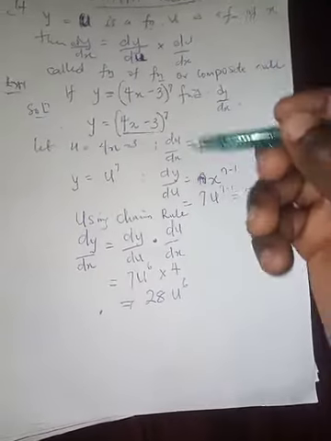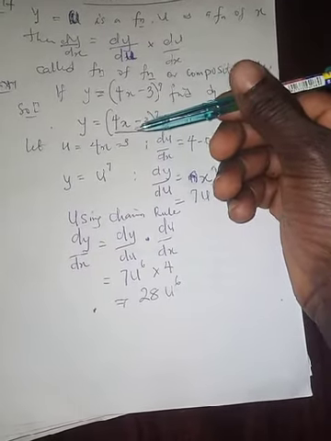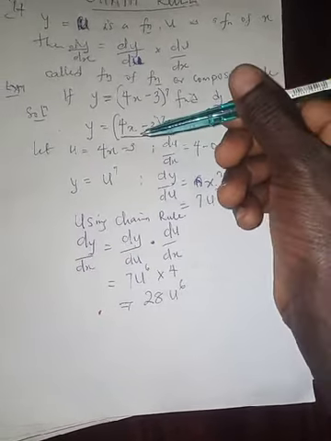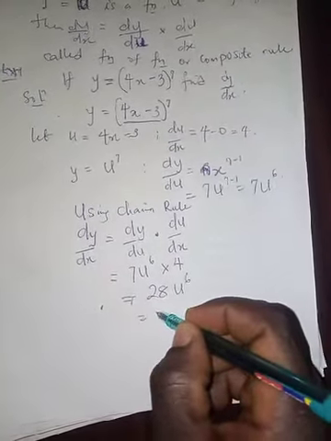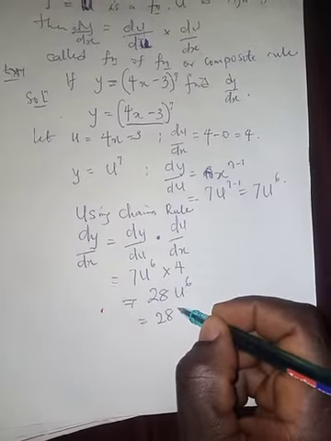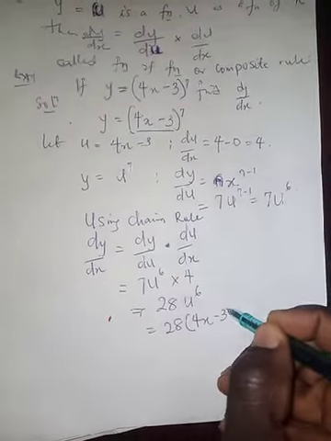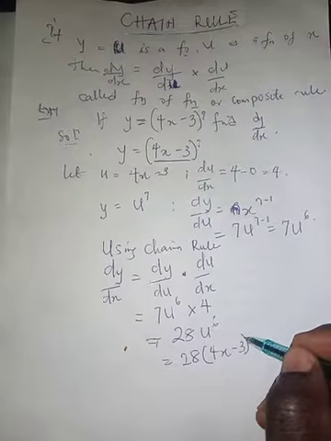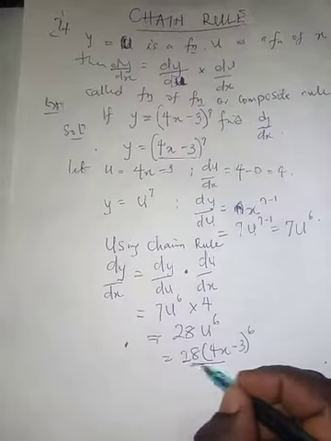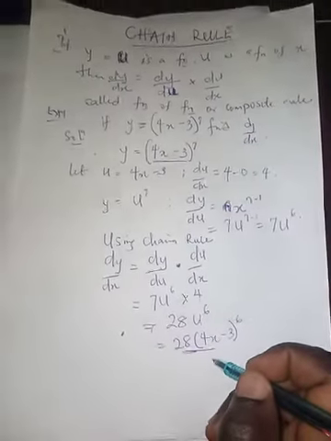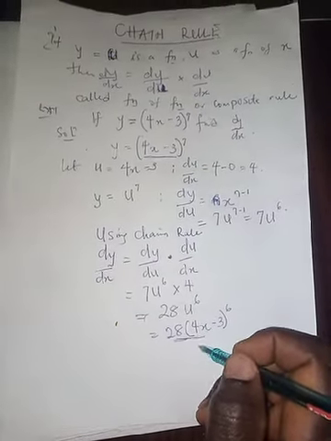From the equation, come up here. I said our u is equal to 4x minus 3. So transfer this expression down here. You will have 28 into our u, which is 4x minus 3, raised to power 6. And that is how to differentiate a simple binomial using the chain rule.